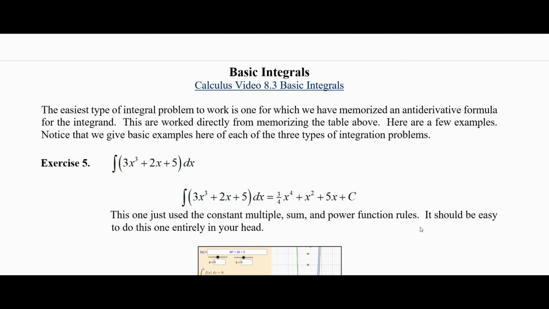Okay, let's start by looking at a few basic integrals and remembering how we did those back in an earlier unit. The easiest type of integral problem to work is one for which we have memorized an antiderivative formula for the integral. These are worked directly by memorizing the table that we've reviewed above. And here are a few examples. Notice that we give basic examples here for each of the three types of integration problems.